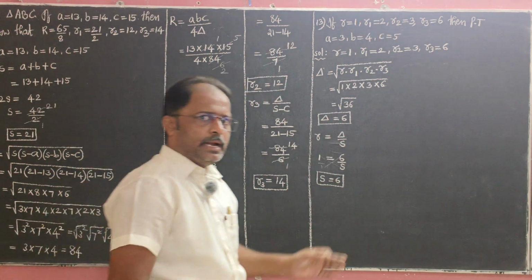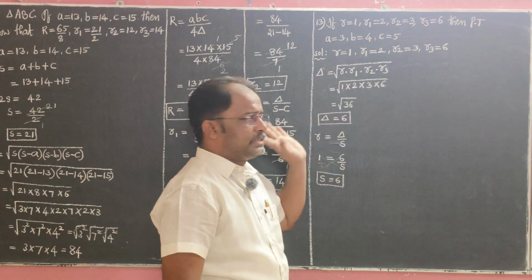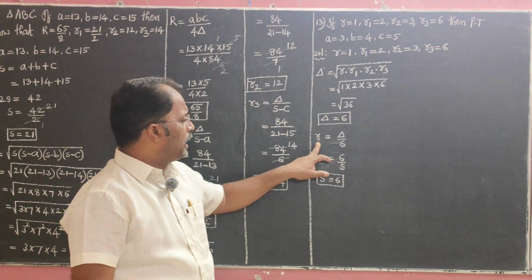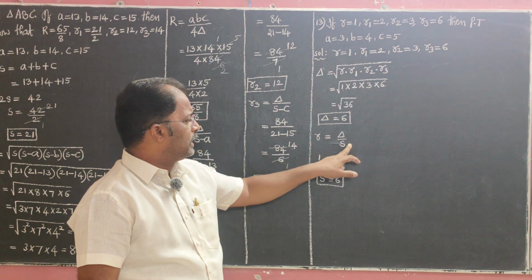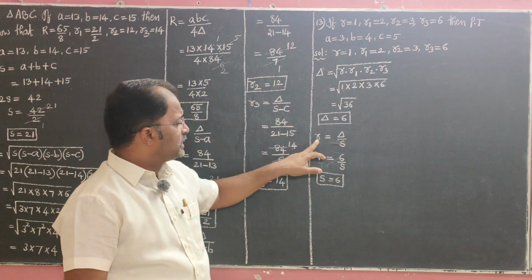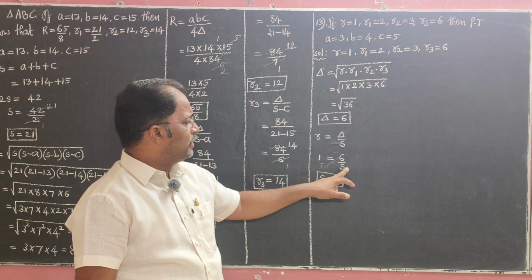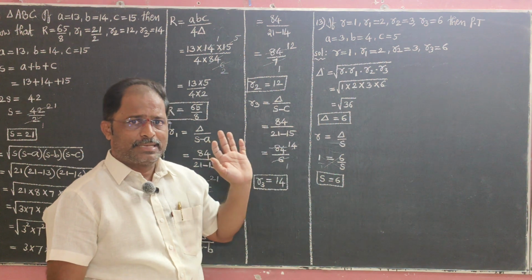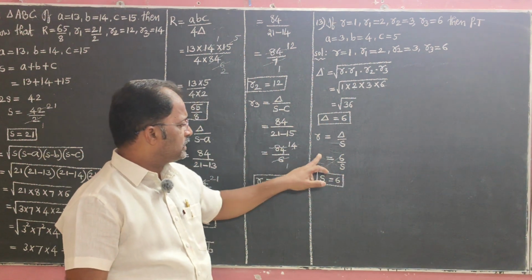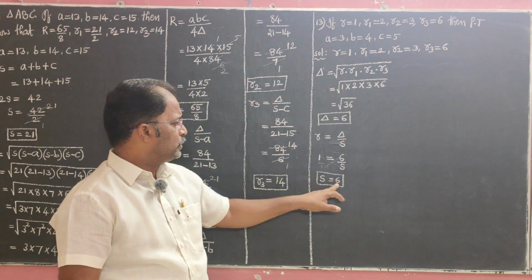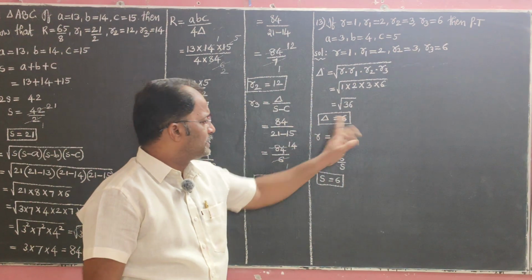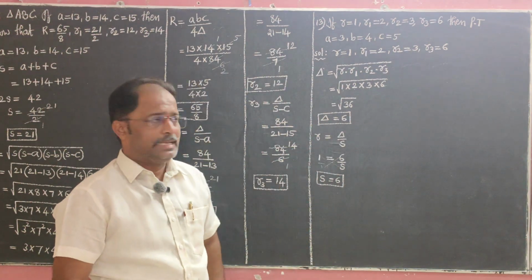Clear? Okay, right. So delta equals 6 is completed, and for the small r value we know the formula delta by S. Substitute: the R value is 1, the delta value is 6. The S value is not there, so write S as it is. Now cross multiplication: S into 1, and 6 into 1 is 6. So the delta value is 6 and S is also 6, right.